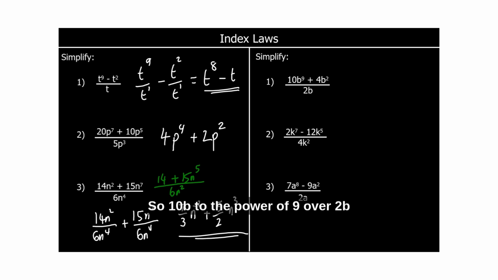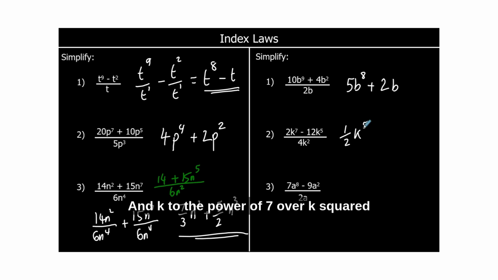So 10b to the power of 9 over 2b is 5b to the power of 8. And then we've got 4 over 2, which is 2. b squared over b, which is b. Got 2k to the power of 7 over k squared. 2 over 4, I'm going to write as a half. And k to the power of 7 over k squared.